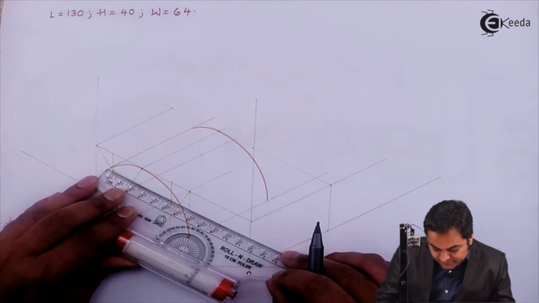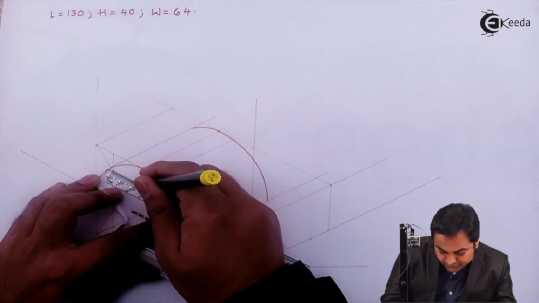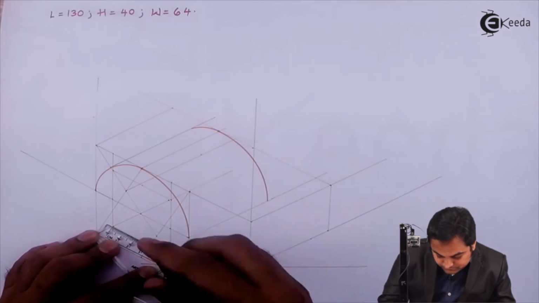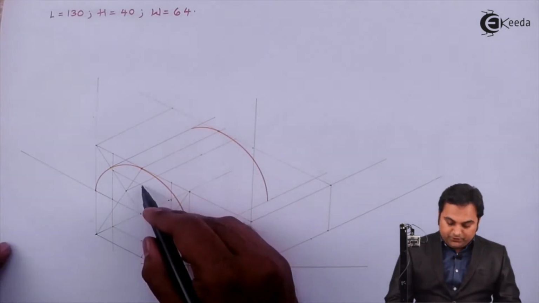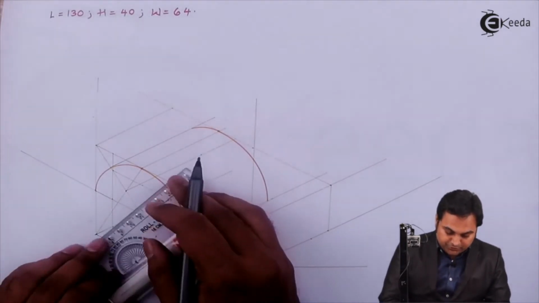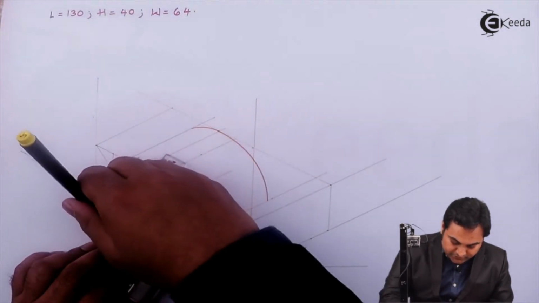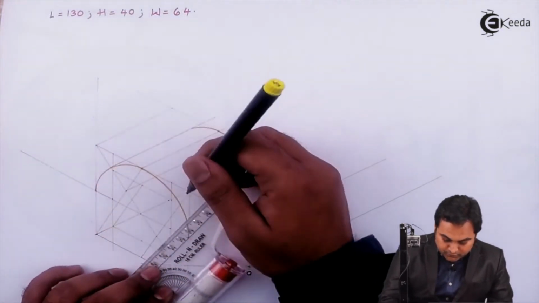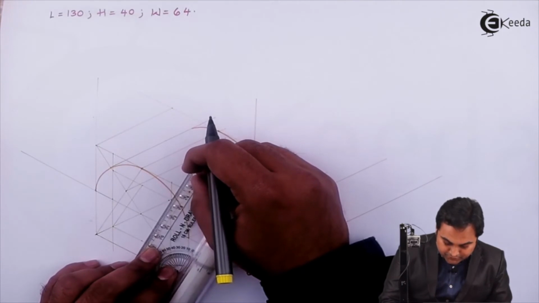So if this is 50 mm, the midpoint is at 25 mm. Next, top midpoint, again it will be connected to the bottom corner with the help of a light line. Bottom midpoint to the top corner with a light line.